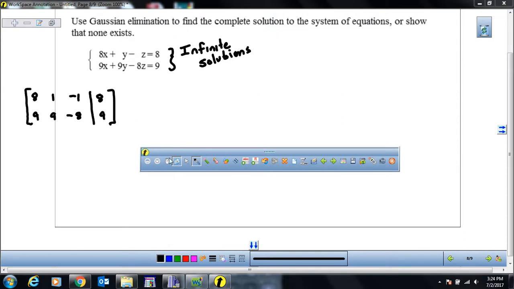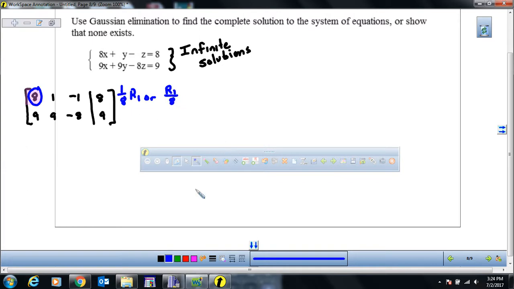Alright, so the first step in the process is that we need to make that 8 a 1. There is no switching possible because that 9 is not a 1. So the only solution that we have is that in order for me to make that a 1, I need to multiply this by the reciprocal of 8, which is 1/8, which is the same thing as dividing row 1 by 8. So I'm going to put right here the row operations on the side.